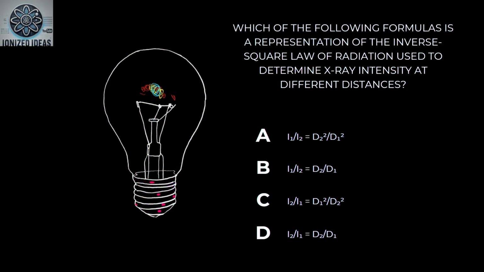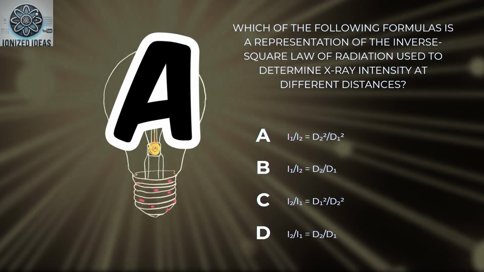Which of the following formulas is a representation of the inverse square law of radiation used to determine X-ray intensity at different distances? A. I1/I2 equals D2 squared/D1 squared. B. I1/I2 equals D2/D1. C. I2/I1 equals D1 squared/D2 squared. D. I2/I1 equals D2/D1.